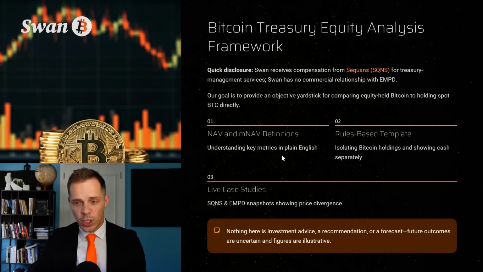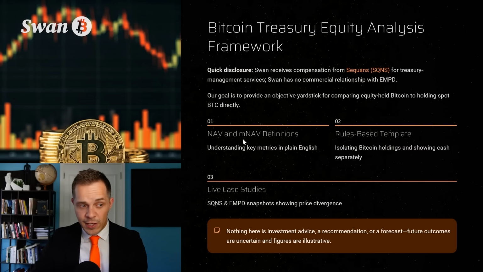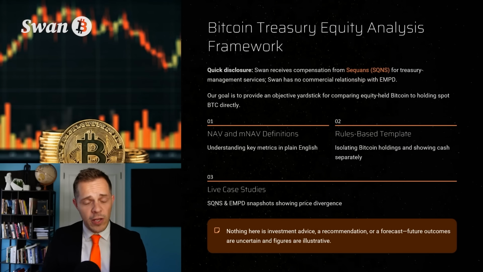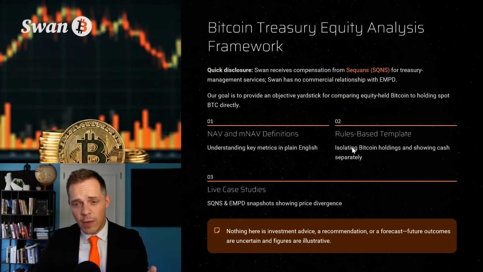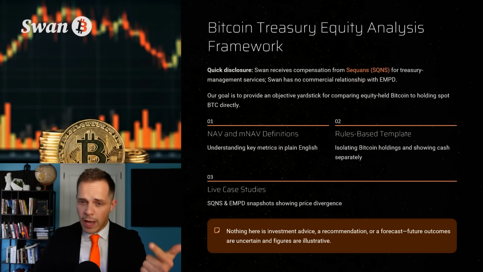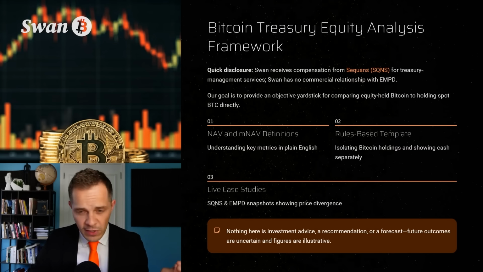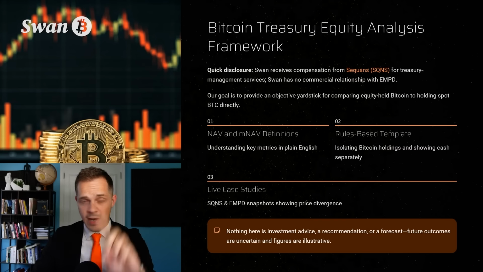So here's the roadmap. We're going to define the terms. We're going to define net asset value and the multiple of the net asset value, and why a reading of under 1 M-NAV indicates the equity's market price is below the value of the underlying Bitcoin. I'm going to show you the template, the exact inputs that we use: the Bitcoin held, the spot price, the fully diluted share count, the cash, the debt, and the formulas that convert those inputs into net asset value.